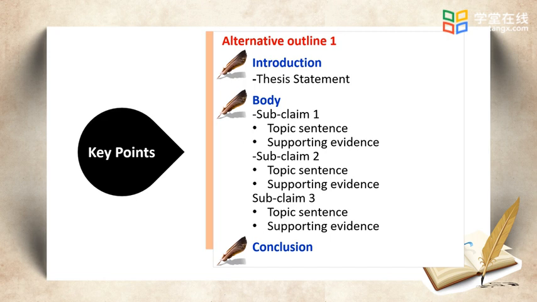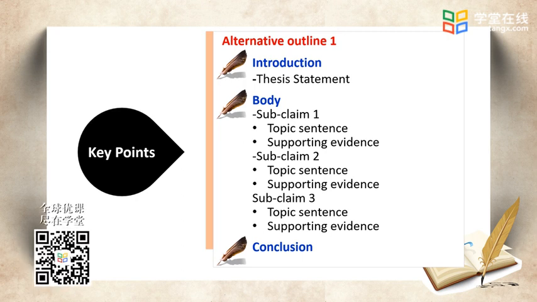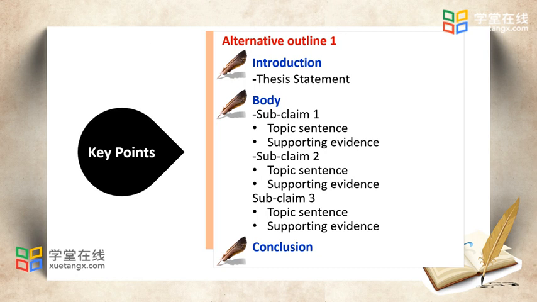In this method of organization, it is suggested that we address only one subclaim in each body paragraph and explicitly state our claim in the topic sentence. In addition, the 3 subclaims should be presented in the same sequence as they appear in our thesis statement. This way of organization is straightforward and easy to follow, and thus it is the most frequently adopted structure by novice writers.